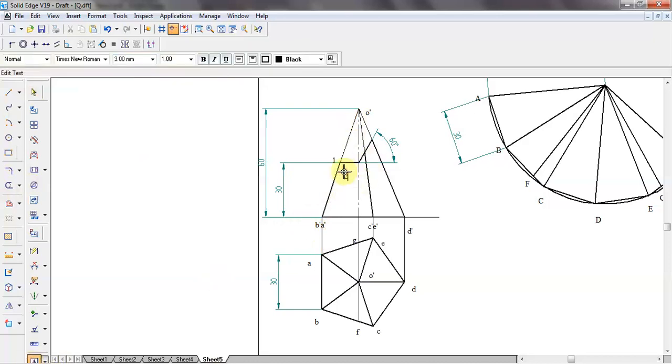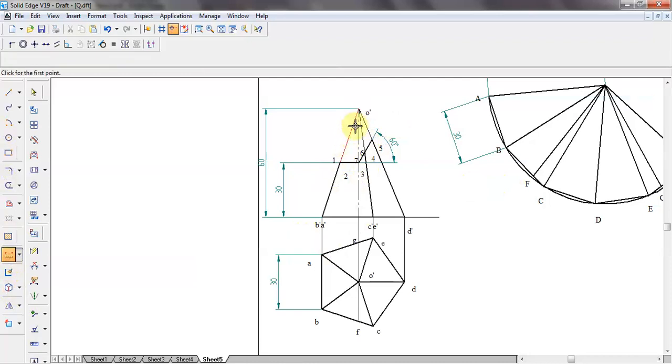OB at 2. Next, in between B and C, it is cutting one more point. Let me write it as 3. And OC as 4, OD as 5, OE as 6, and in between A and E it is cutting 7. It is cutting 7 points. So 1, 2, 3, 4, 5, 6, 7. So let me measure the distances.